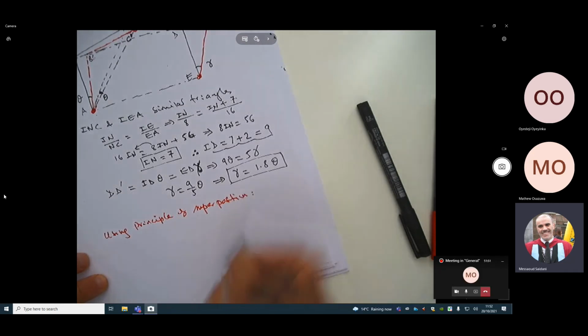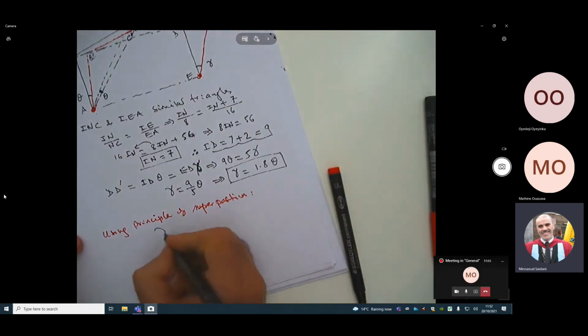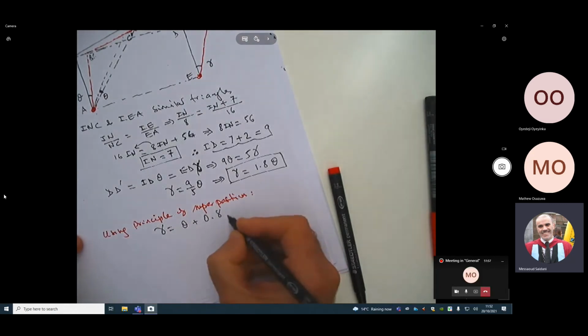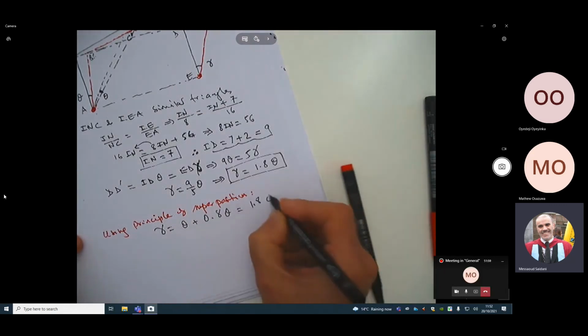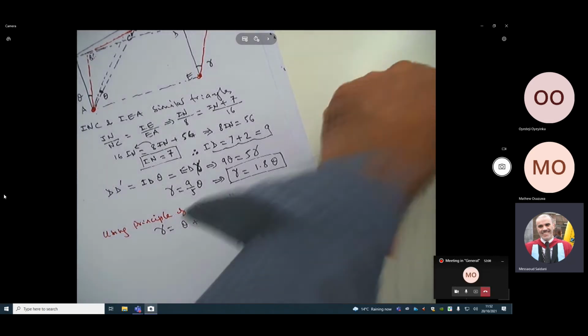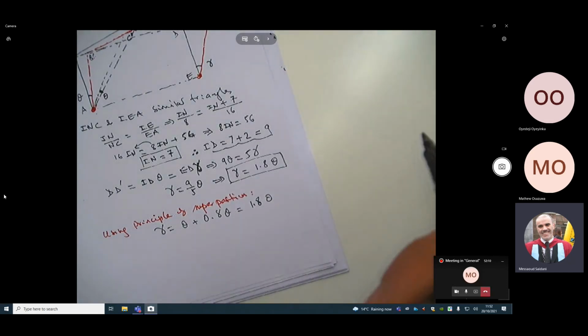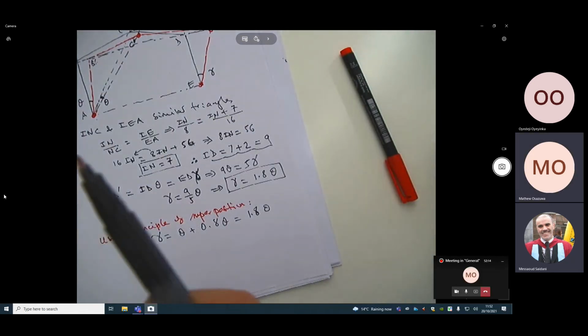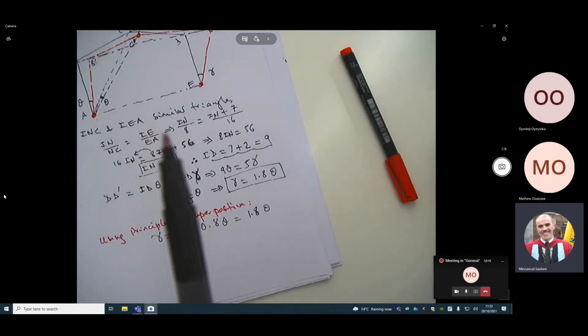So gamma is theta plus 0.8 theta, which is 1.8 theta. That's combining the previous two mechanisms, and we find the same result. Is that clear? You save yourself a lot of time by doing this in future, but you need to mention that you are using the principle of superposition.